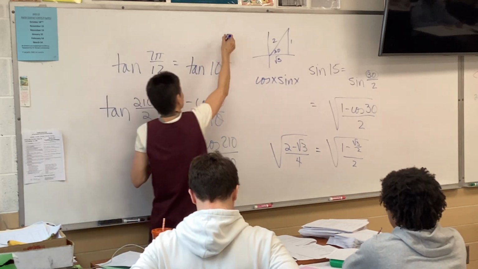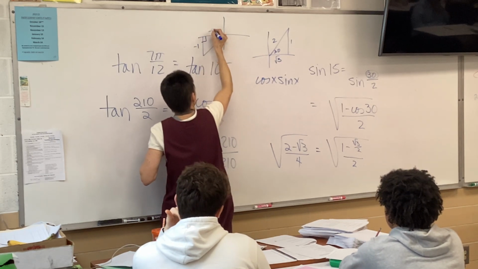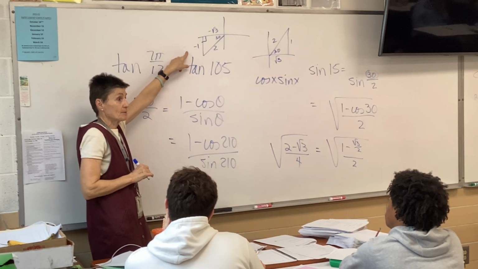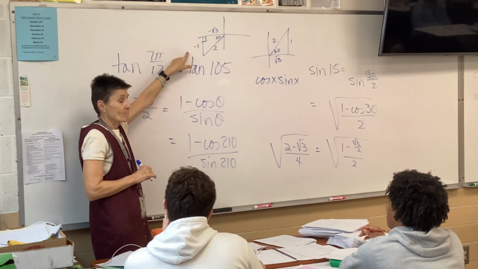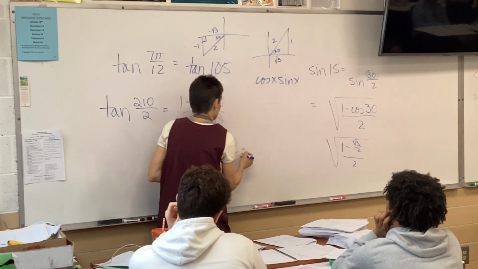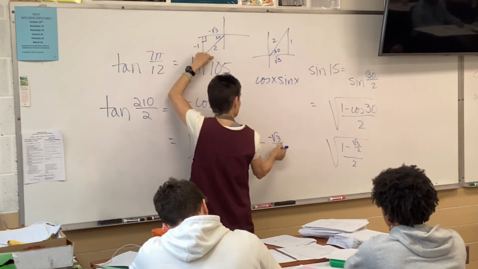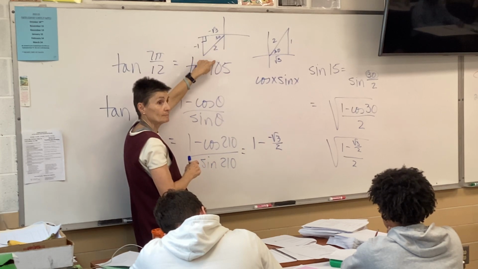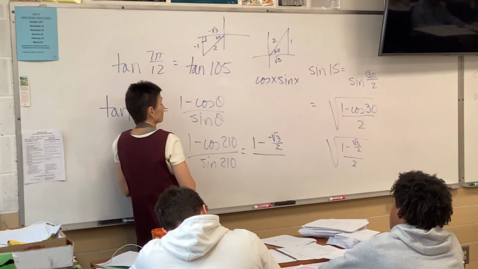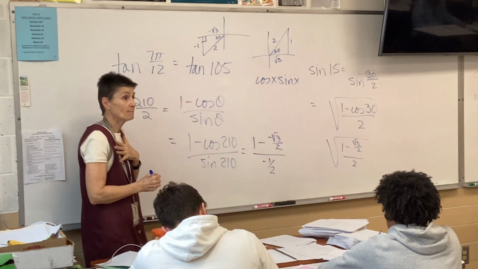All right, I need 210. Look at my picture and tell me if that looks like 210. Yeah. So, what's the cosine of 210? Negative root 3 over 2 is the cosine of 210. Divided by, what's the sine of 210? Negative 1/2. Everybody in agreement with that?